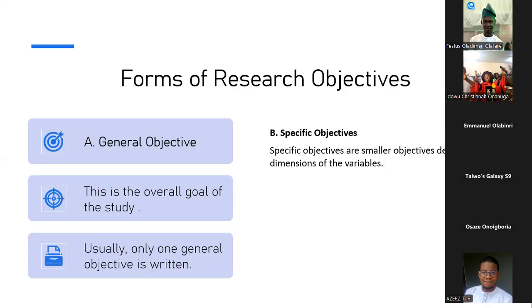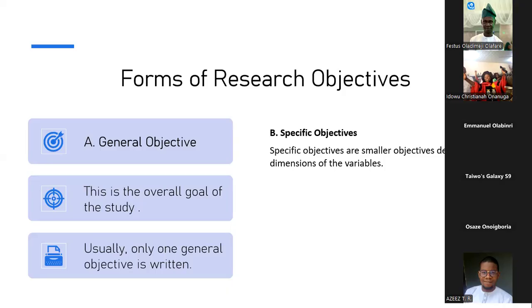But when you talk of specific objectives, remember when I was introducing the meaning of research objectives, I said that if you look at your statement of the problem, you have identified what the problem is. So the essence of conducting that study is that you want to know either the factors that led to the problem or you want to profile solutions to the problem. So either you are looking at the factor or you are bringing a solution to test if it will solve it.